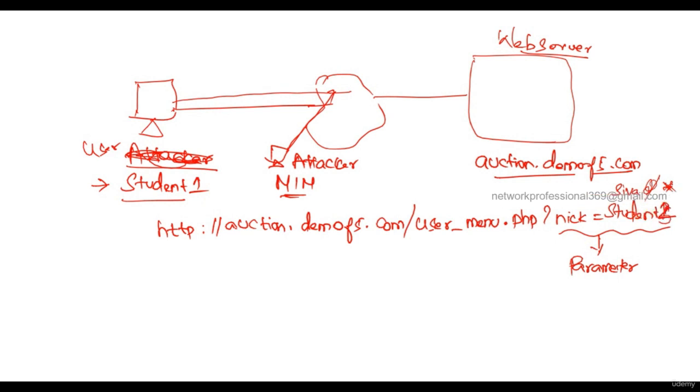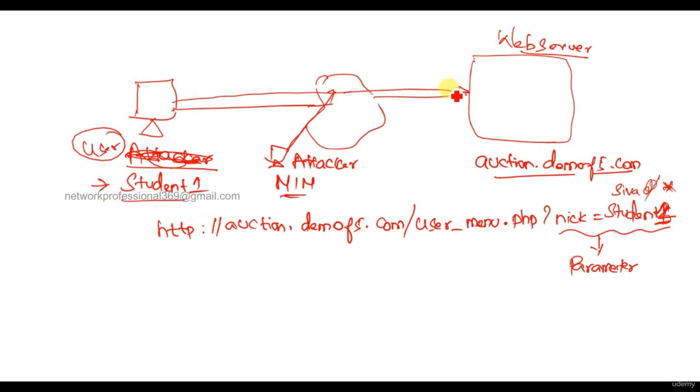Say for example, if this user clicks the option as student profile, in that request, in the URL it will go as student one only. But this guy, the man in the middle, can actually modify that URL, and he can allow it to pass through.